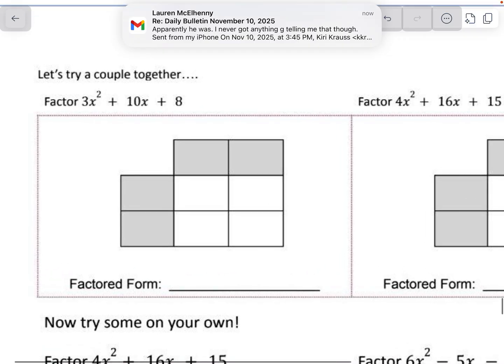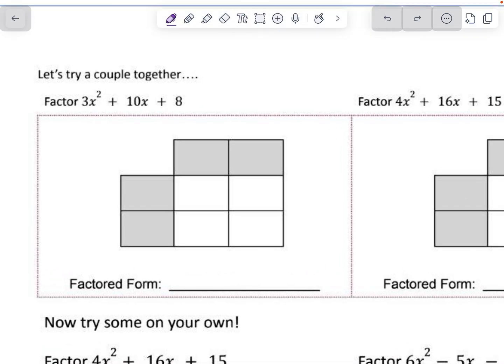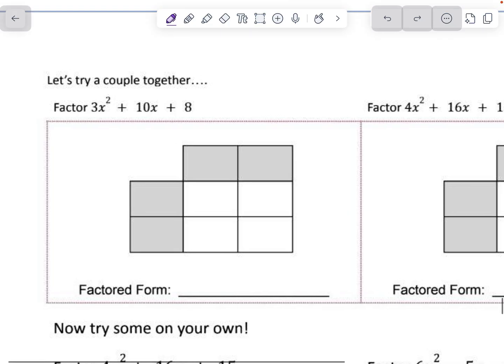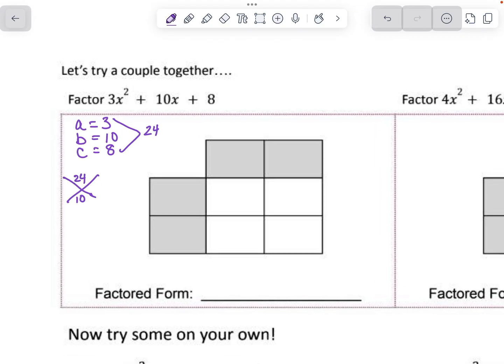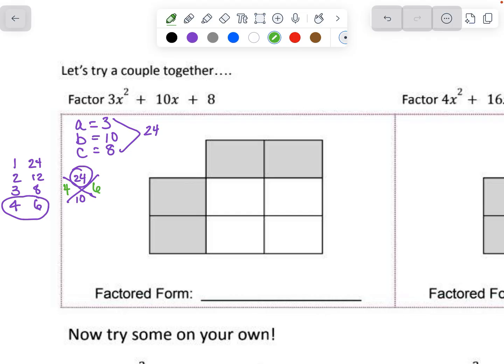So let's try another one. So we're going to identify A, B, and C. We want two numbers that multiply to give us 24, that add to give us 10. So first we need to think of all the ways we can get 24. So that's 1 and 24, 2 and 12, and 3 and 8, and 4 and 6. All of those will multiply to give us 24, but only 4 plus 6 gives us 10 when we add. So that must be the magic pair that we're looking for, 4 and 6.